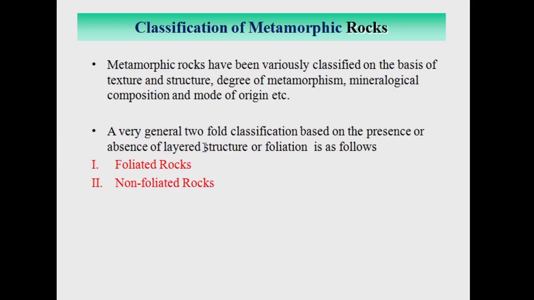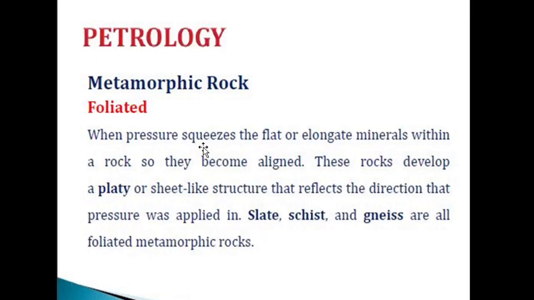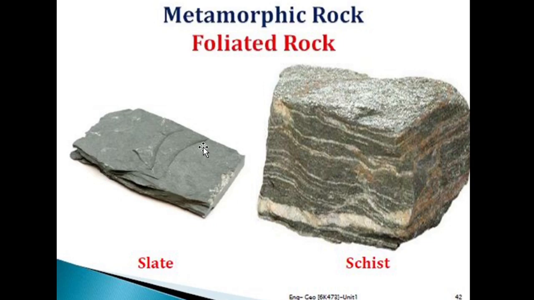So what are foliated rocks? When pressure squeezes the flat or elongated minerals within a rock, they become aligned. These rocks develop a platy or sheet-like structure that reflects the direction in which pressure was applied. Examples of foliated metamorphic rock are slates, phyllites, schists, and gneisses, which are of great variety. Here is the figure showing the foliated rock: the slate and the schist.